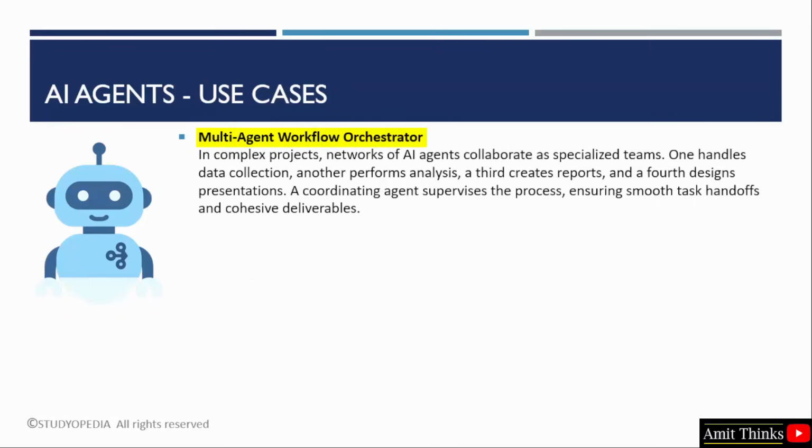The last one is multi-agent workflow orchestrator. In large-scale projects, AI agents operate like specialized team members, each focusing on a distinct task. One agent gathers data, another interprets and analyzes it, a third compiles structured reports, and a fourth transforms insights into engaging presentations. Overseeing them all is a central orchestrator agent, ensuring seamless collaboration, efficient task transitions, and unified outcomes.